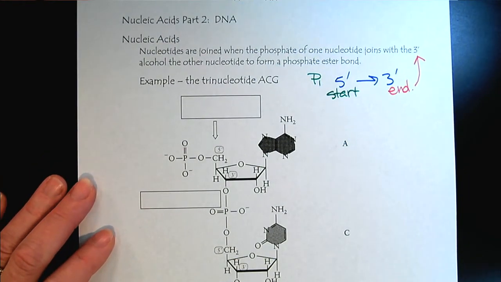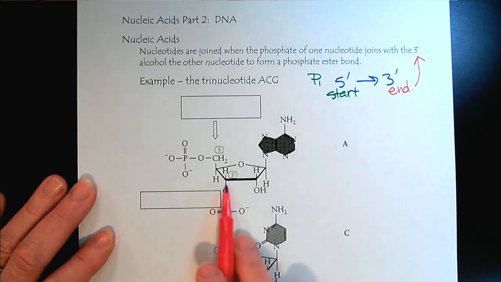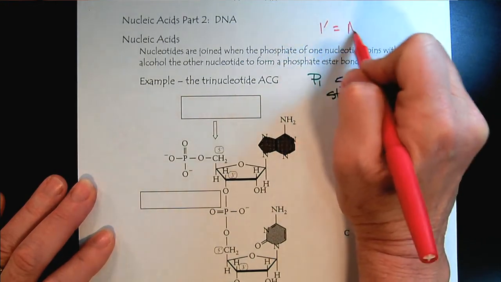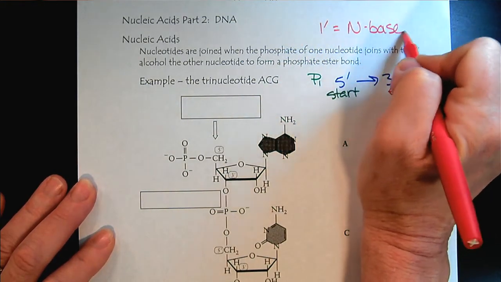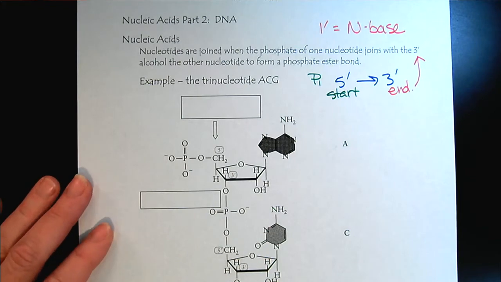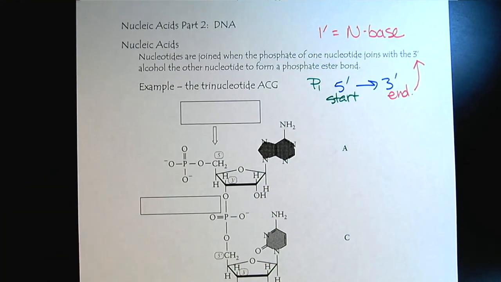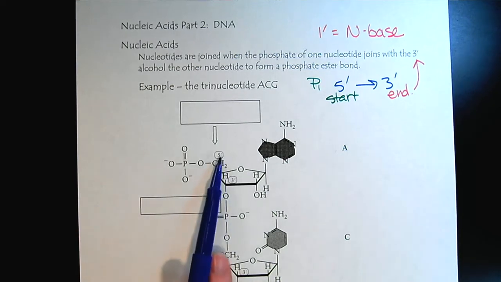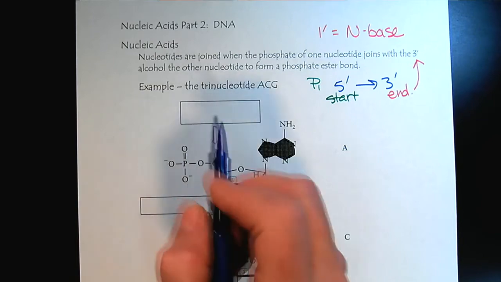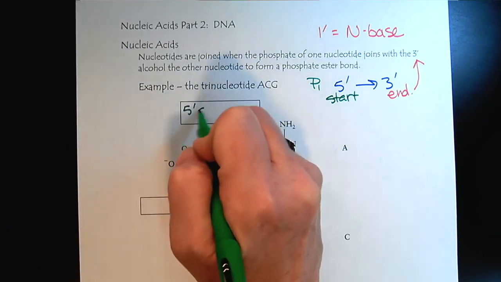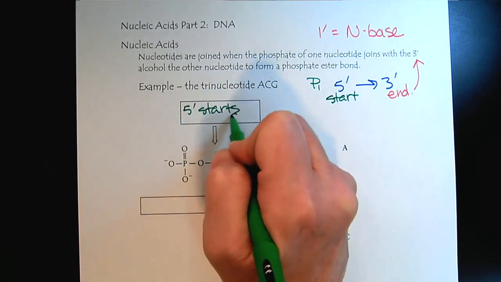And then just since we're talking about the sugar, it is very busy, right? At 1', that's where the nitrogen base attaches. So out of the 5 carbon atoms on the 5 carbon sugar, 3 of them are very busy. All right, so we look here and we see there's the 5'. So this is the start of the sequence, right? So 5' starts the sequence.